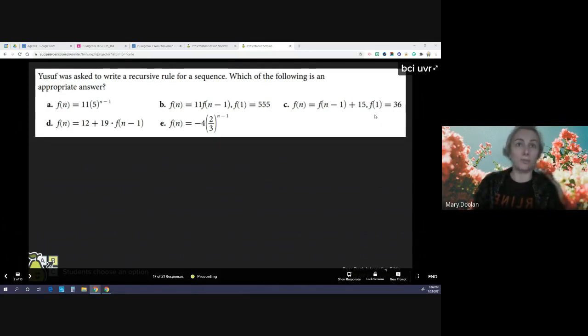Another thing recursive rules have is that inside of the rule, so whatever's on the right-hand side of the equal sign, like for C here, you would have f of n minus 1. So you have the function of the value before it. So f of n minus 1 is here, f of n minus 1 is here, f of n minus 1 is here, but they don't tell us f of 1, so it's not D.